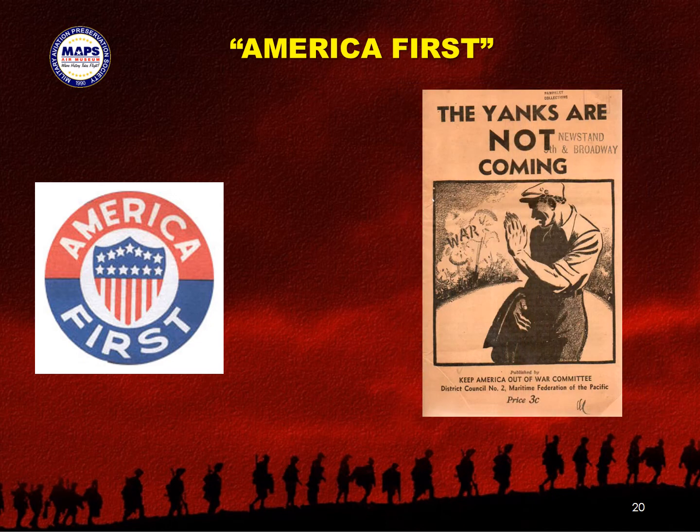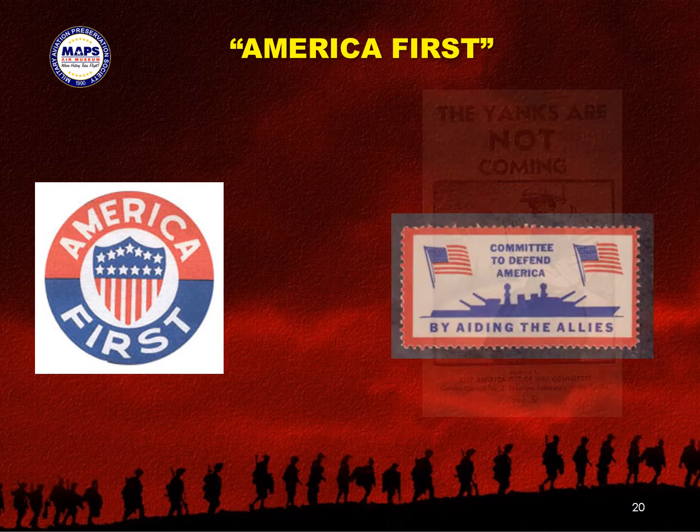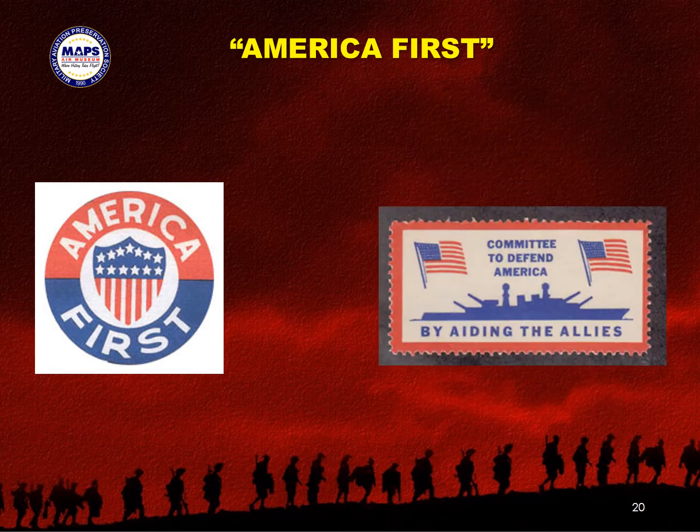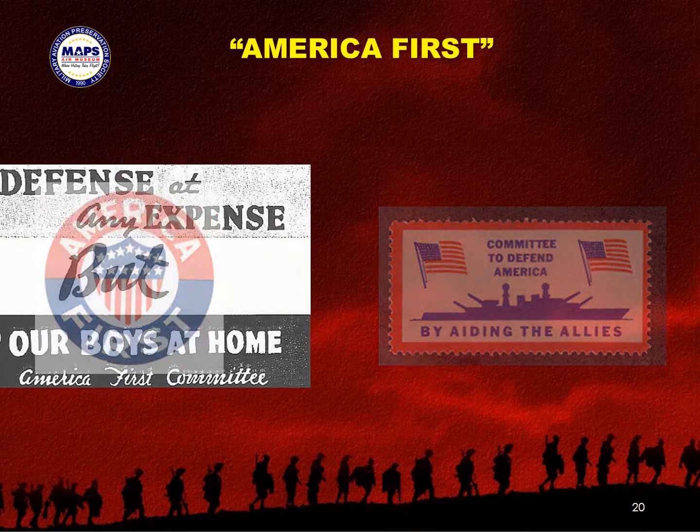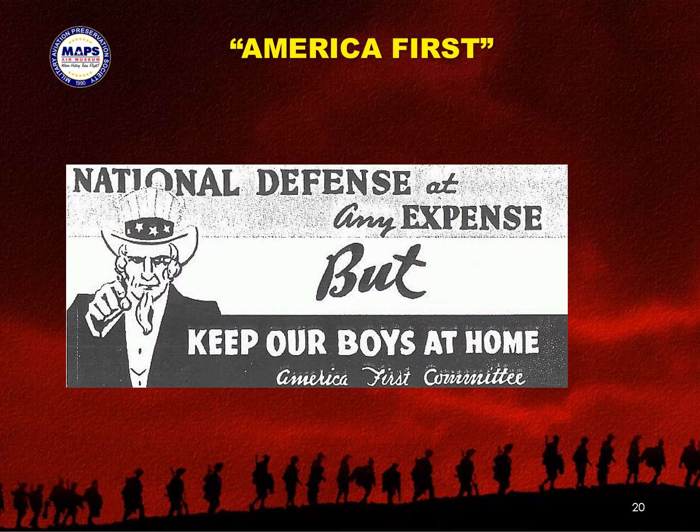It tried to influence public opinion through publications and speeches. America First disagreed with another powerful group, the Committee to Defend America by Aiding the Allies. Both groups wanted to build American defenses and keep America out of the war, but the Committee to Defend America argued that the best way to remain neutral was to aid Britain. America First thought it more important to stay out of the war than to assure a British victory.